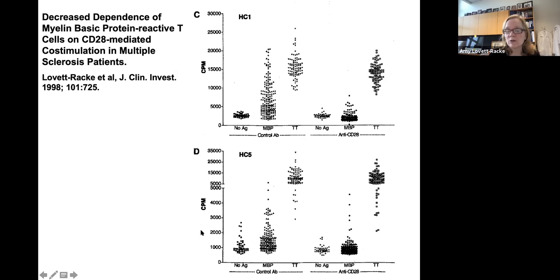Now, that being said, that doesn't necessarily make them pathogenic, because it could be that in MS patients, the T cells are getting activated in response to the illness, but not necessarily causal, clear.